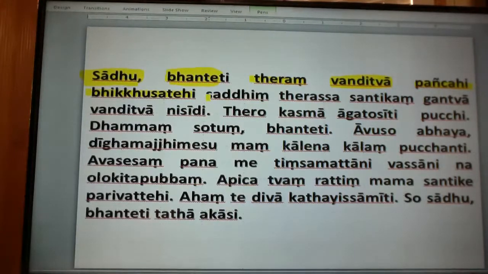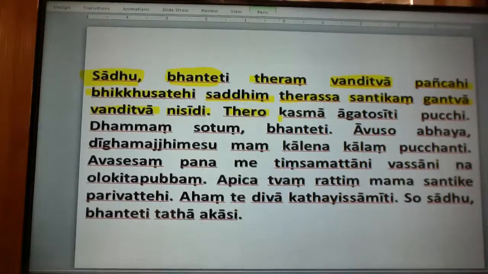So Sadhain, together, Mahadhamma Rakita Thirasa, and Sandikan Kandova. Sandikan means approach him and study from him. Kandova, he went, paid respect and Nisidi. Nisidi means sit down. So Thero here means Mahadhamma Rakita Thera.